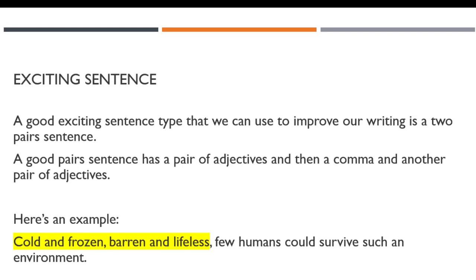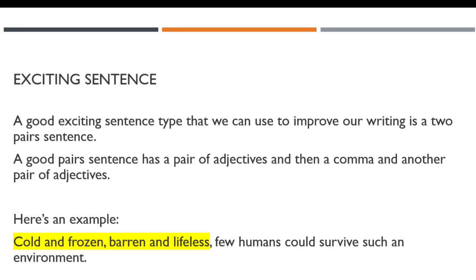So it's a good sentence because it has a pair of adjectives, and then a comma, and then another pair of adjectives. So you'll see in the example at the bottom here, I've highlighted in yellow, and you're going to see that in my examples on the next page, the adjectives that I've used. So I've got cold and frozen, comma, barren and lifeless. Few humans could survive in such an environment. You can see that just by using this one sentence type I've already managed to get 4 adjectives into my writing in one sentence. So that is why it's good to try and use exciting sentences if we can. It also helps you with your VCOP because it gives you an exciting opener.